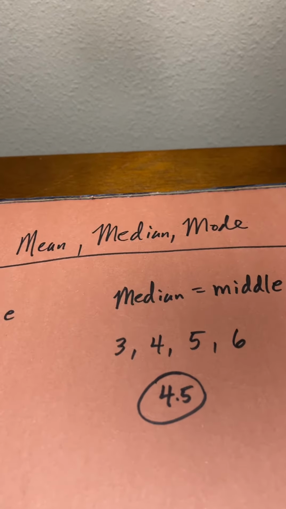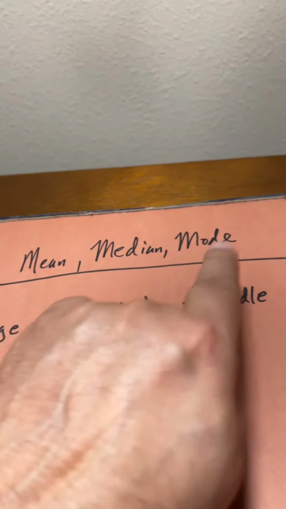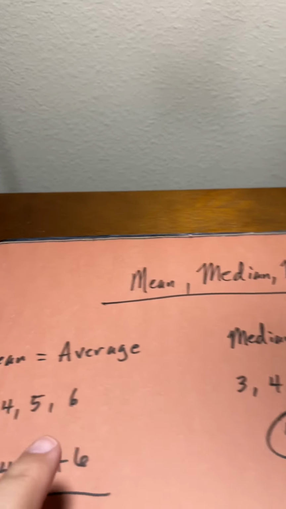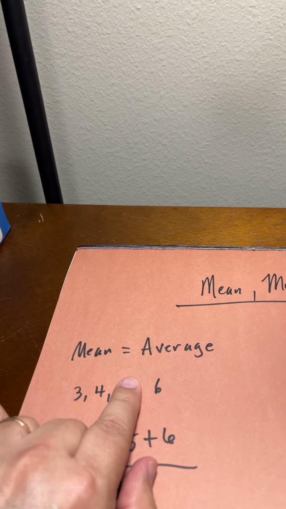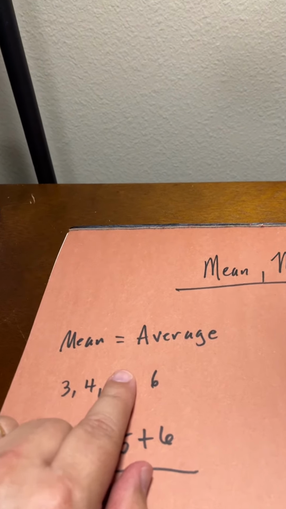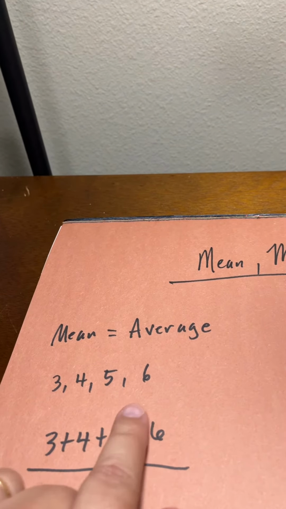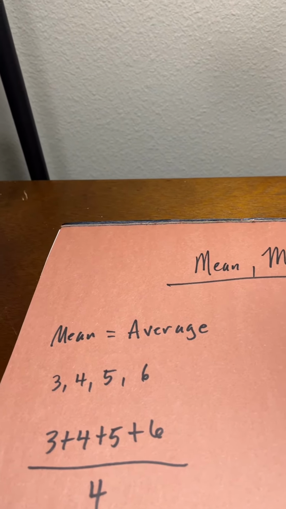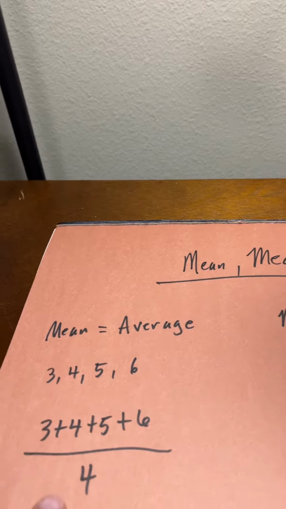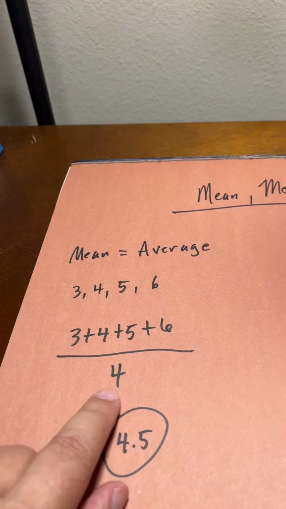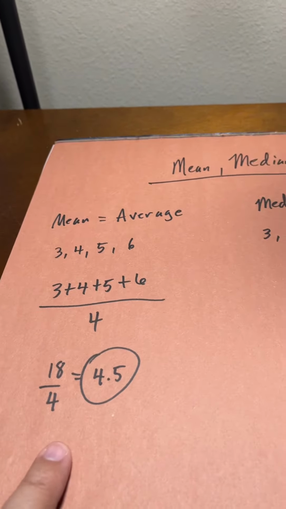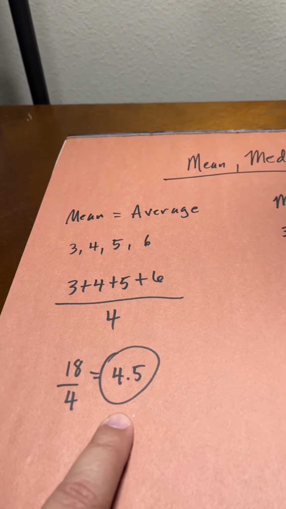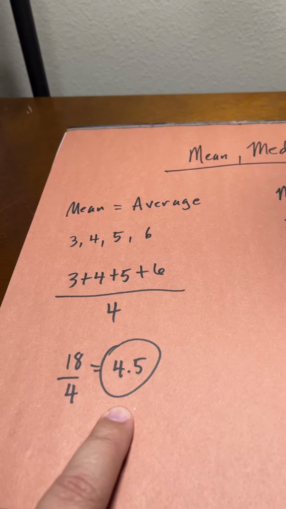All right, let's talk about mean, median, and mode. The word mean just means average. So to find the average of some numbers, you add them up and divide by how many you have. Notice if we had 3, 4, 5, and 6, we would add those together and divide by 4. In this case, 18 over 4 is 4.5. So that's the average, and that is the mean.